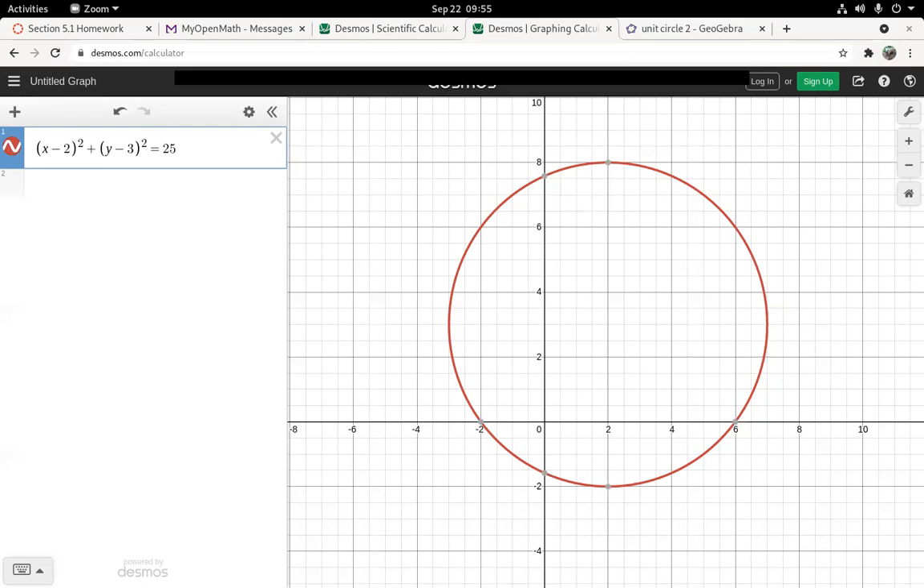All right, so that was graphing a circle. Now we're going to take it just a step farther.